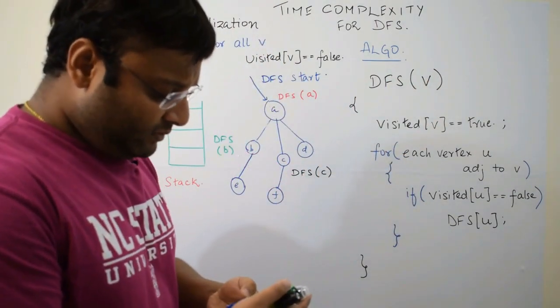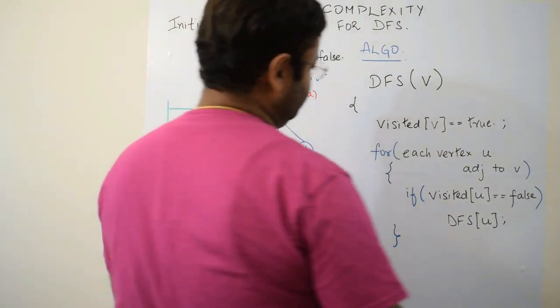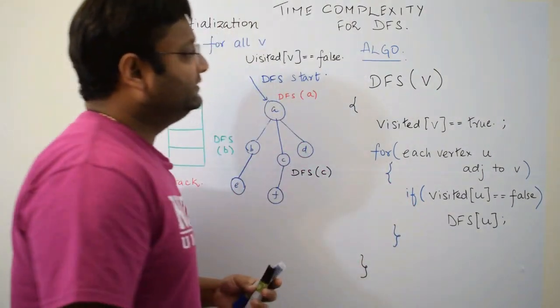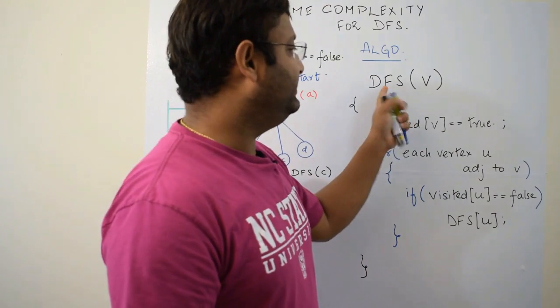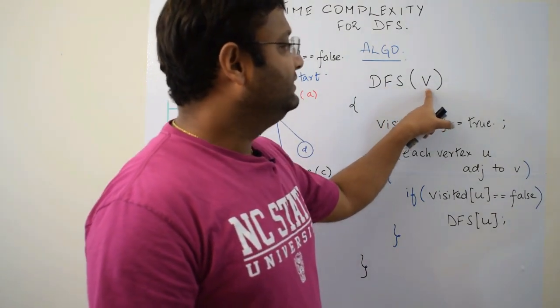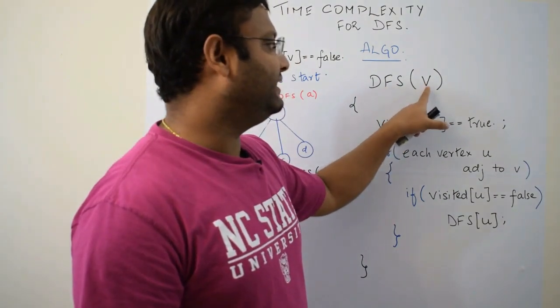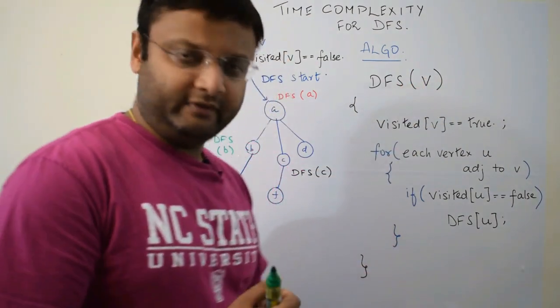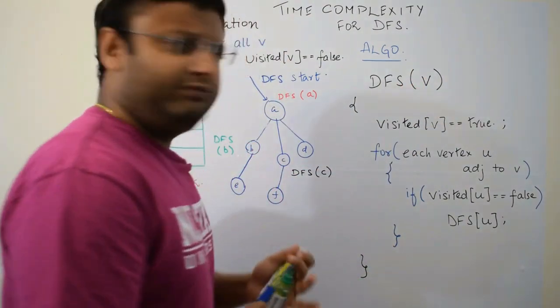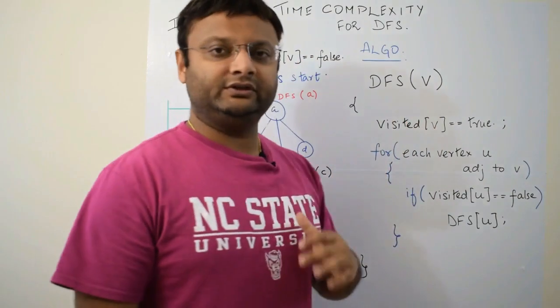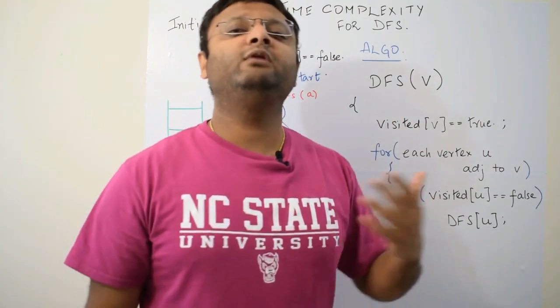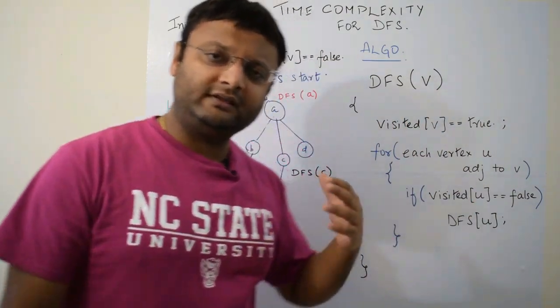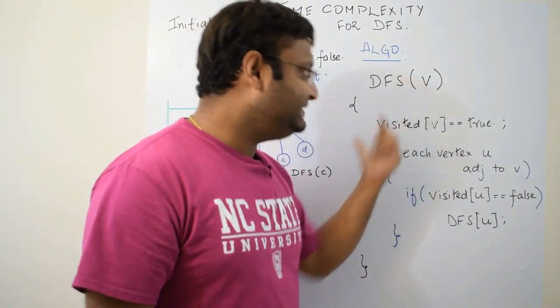Basically what's happening, if you could see here, we call this function DFS, and we pass our starting node, the starting vertex, onto this function, right? So let's first evaluate this very function. Let's start with evaluating how much time complexity this function has, correct?